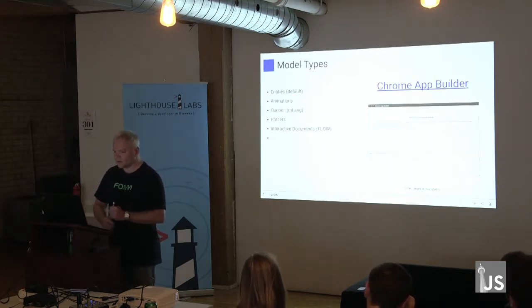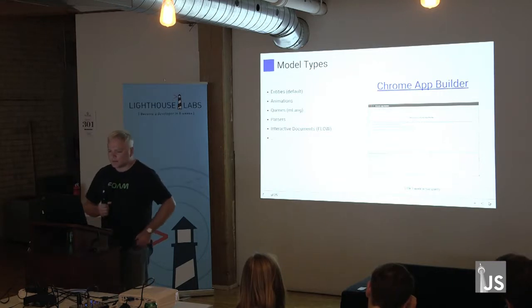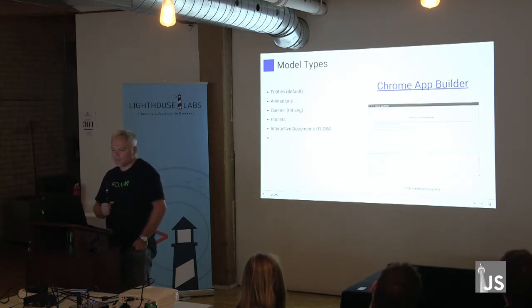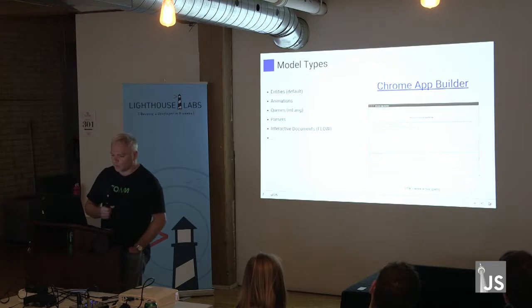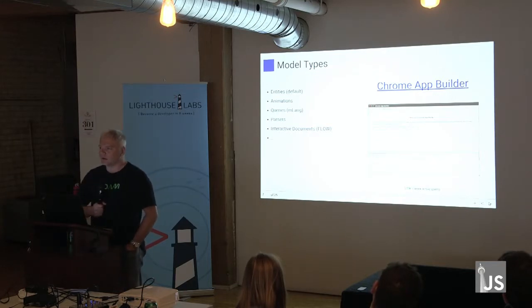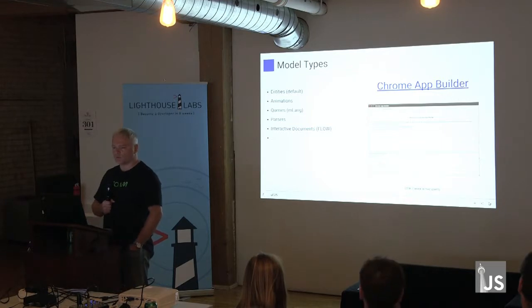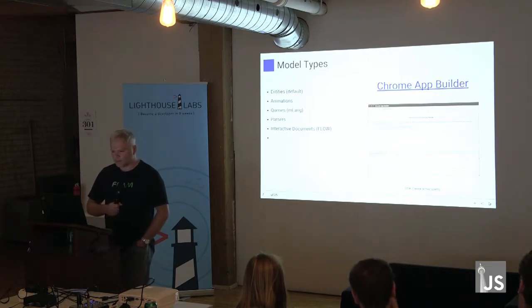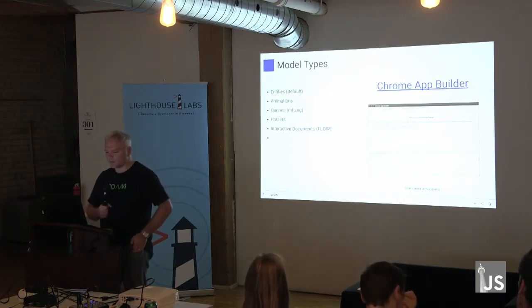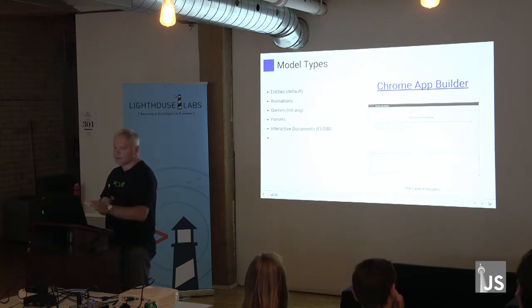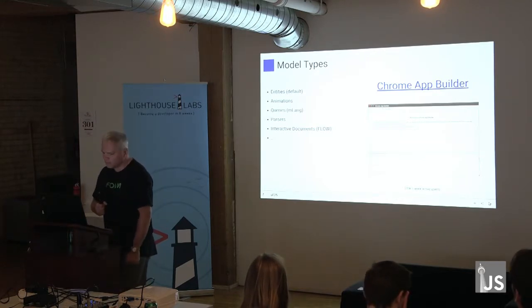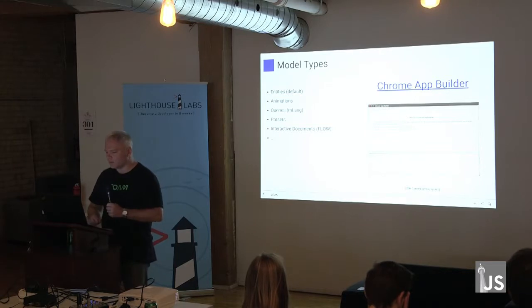Okay. So model types. We model entities, which are like classes, which we just saw. But we model other things as well: animations, database queries, and that way we can connect to different databases and the queries will still work. Parsers, interactive documents, which we call flow documents. And this presentation is itself a flow document. And we have something called the Chrome App Builder.